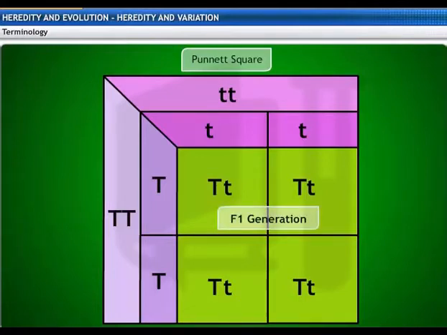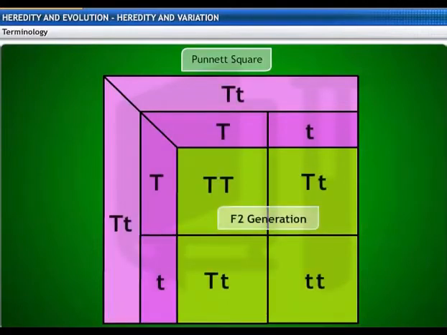F1 generation is the first filial generation offspring produced by crossing two parental strains. F2 generation is the second filial generation offspring produced by crossing F1s.